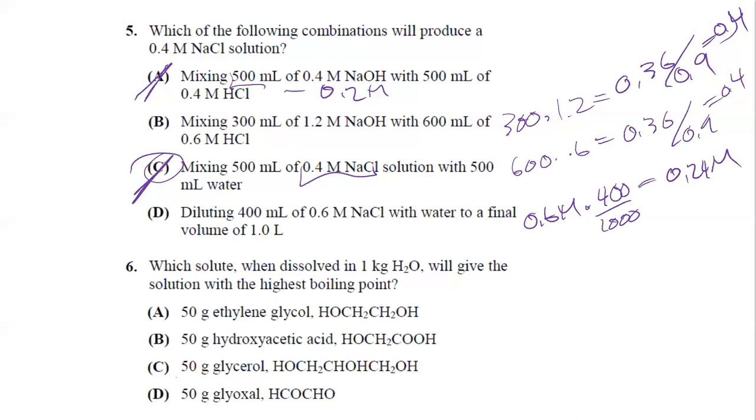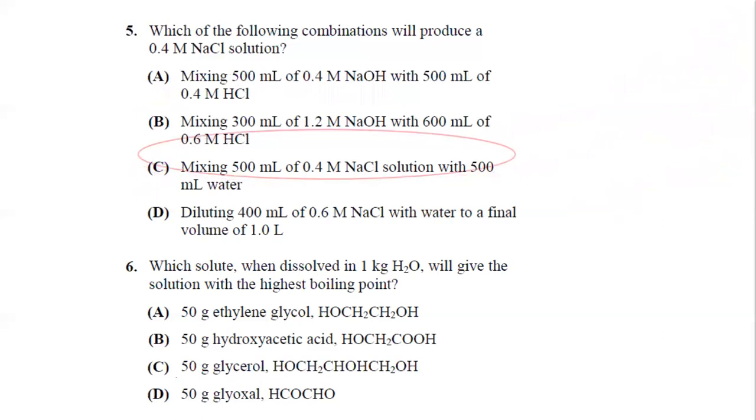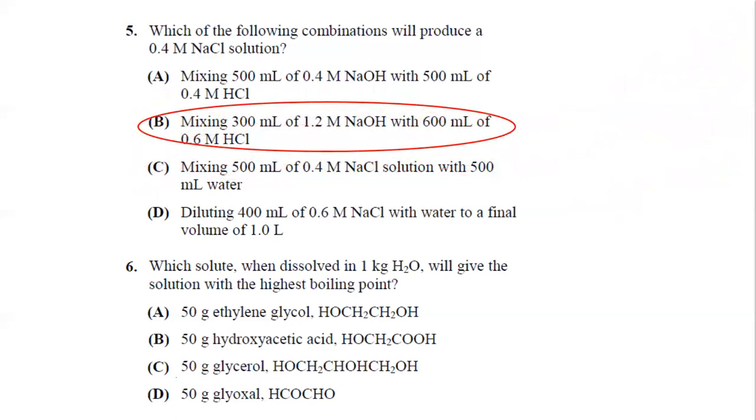So when in doubt, when you're trying to find these calculations, turn them into moles. Take their values, multiply them by their volume, and then divide that number of moles by your new volume, and you can get to their concentration. Right? So we should be looking for B in this one.